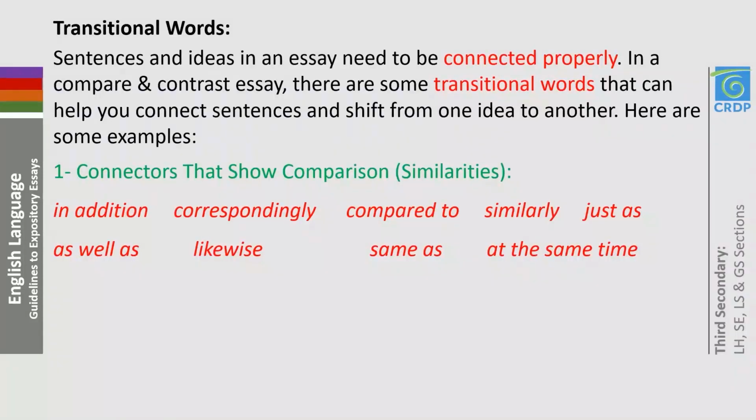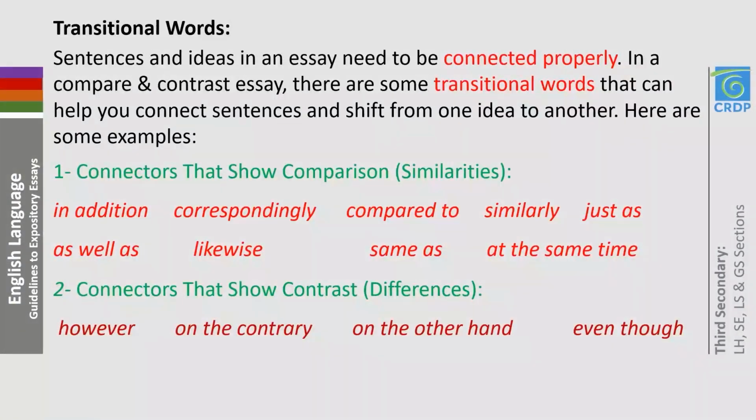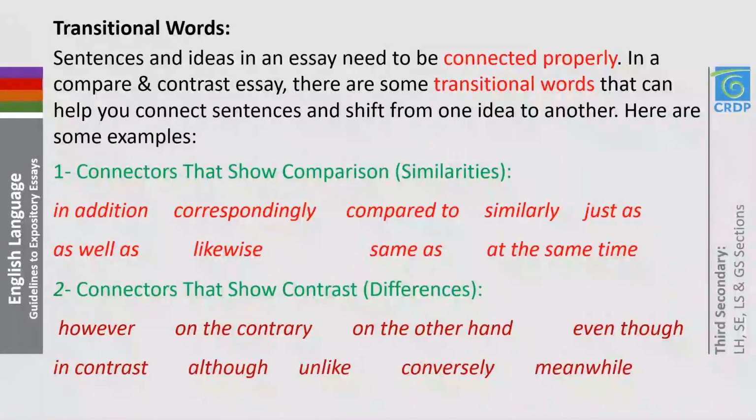Number two, connectors that show contrast or differences: however, on the contrary, on the other hand, even though, in contrast, although, unlike, conversely, meanwhile. So you can use all these transitional words to connect your ideas or sentences in a compare and contrast essay. If you are trying to connect two ideas that compare, you use one of the transitional words in number one. If you want to make any contrast, then you can use words from the second list.